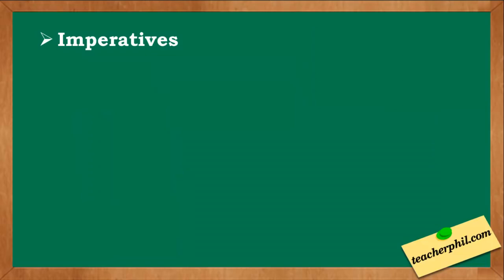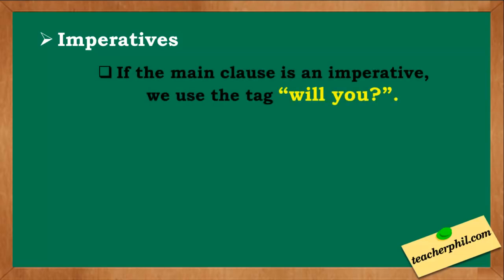The second special rule is about the imperatives. Imperatives are sentences which show orders or commands. So the rule is, if the main clause is an imperative, use the tag will you. Whether or not the main clause is in positive or negative is not important, or if an auxiliary verb is used or not, because if the main clause is an imperative, the tag will you is automatically used.